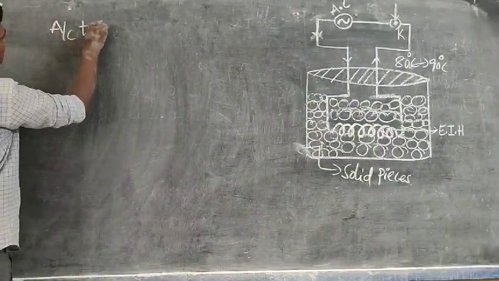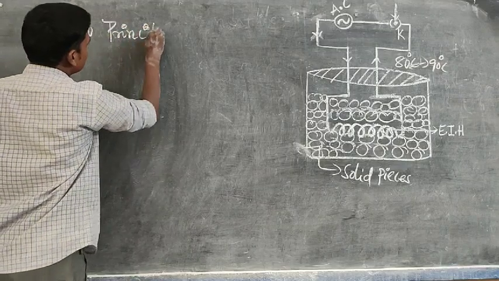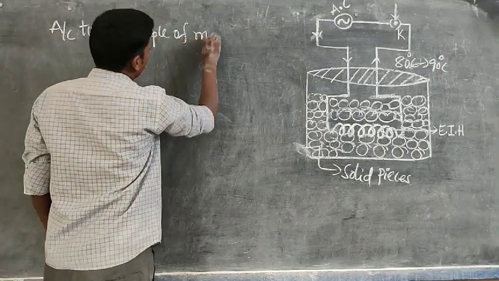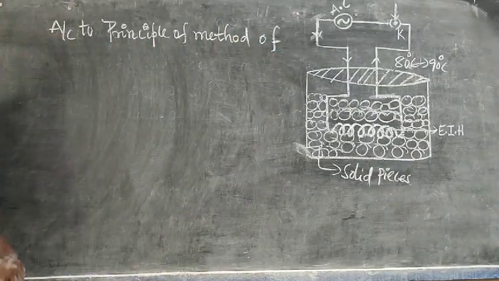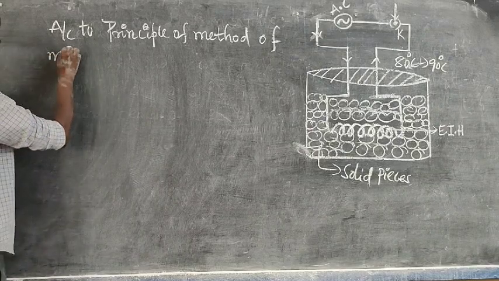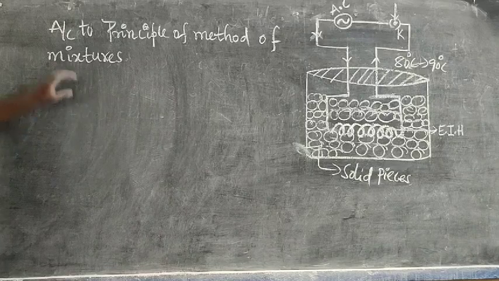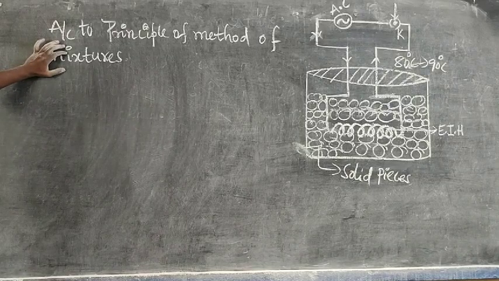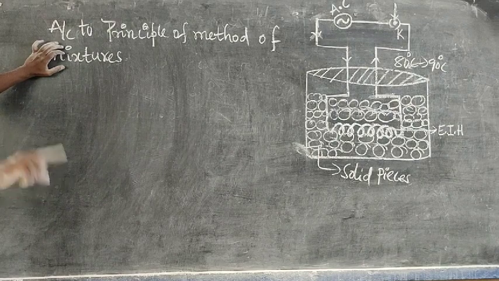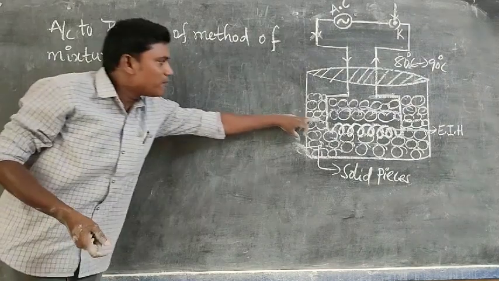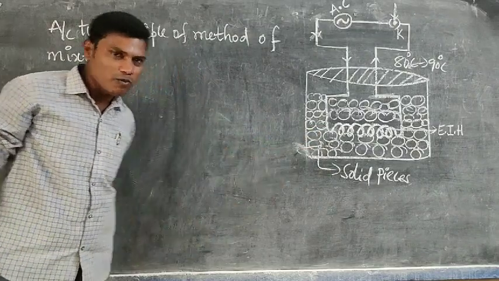So according to the principle of method of mixtures. Why are we considering mixtures? In the method of mixtures we must have two materials or substances: one is hot, another one is cold. Here the immersion heater is the hot body and the solid pieces we can say is the cold body. You know that.